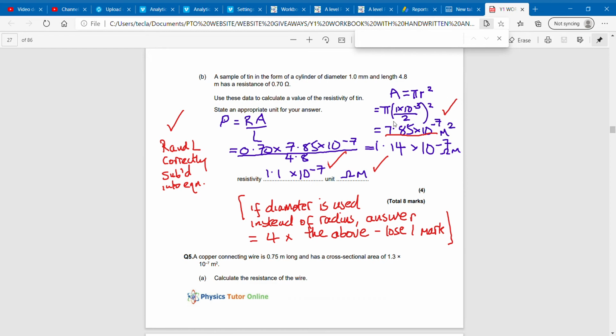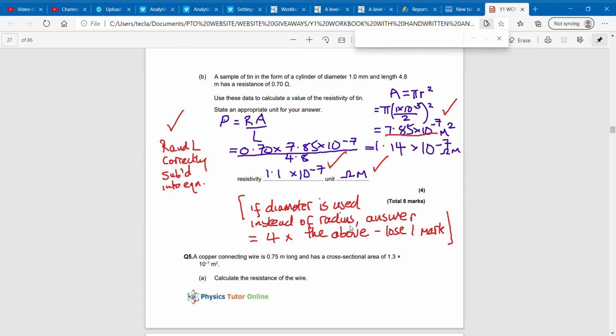The second mark is for correctly substituting in the resistance and length values into this equation. So 0.7 and 4.8. That could be a mark on its own if you got the area incorrect. And then the third mark is for the final value, 1.14 times 10 to the minus 7 ohm meters. So written here as 1.1 to 2 sig fig would be correct. And then the fourth mark is for the unit, which is ohm meter. So resistivity has the unit ohm meter.